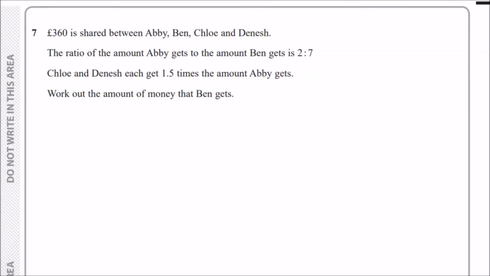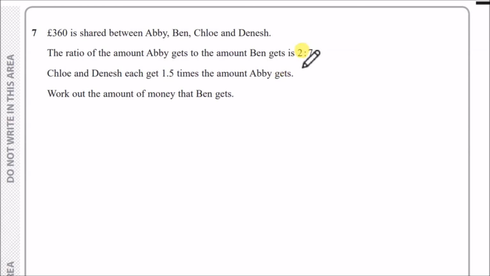Alright, number 7. So £360 is shared between 4 people. Now the ratio of the amount that Abby gets to the amount that Ben gets, so the first two, is 2 to 7. So this means that for every 2 parts Abby gets, Ben's going to get 7 parts of it. So way more than Abby.